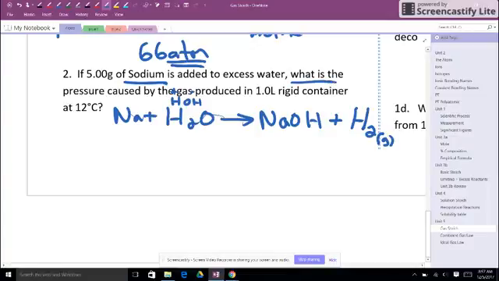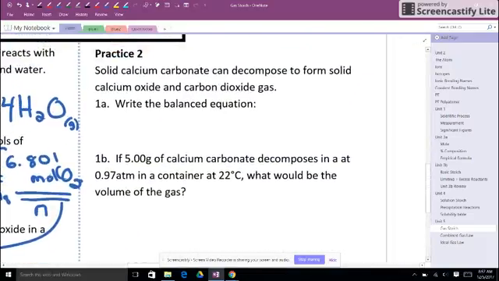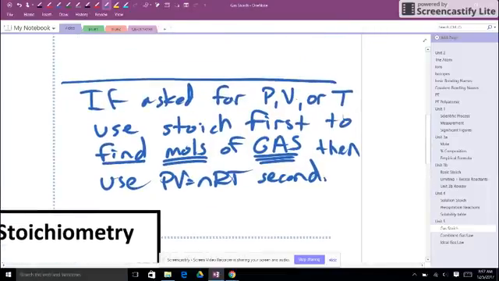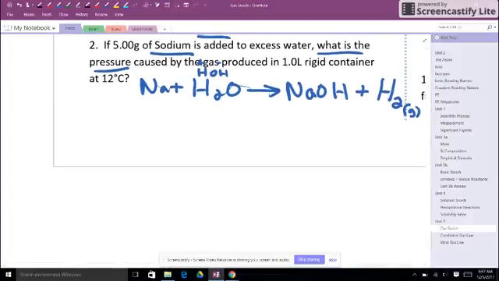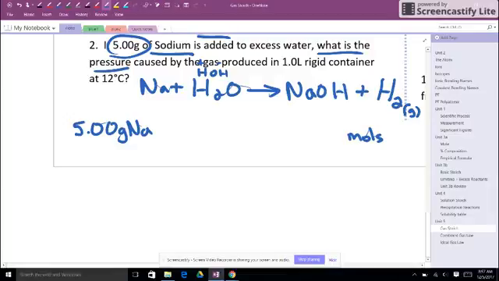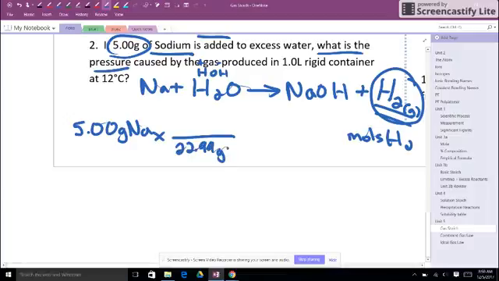Now, it's asking for what is the pressure. Now, remember, when a problem is asking for pressure, volume, or temperature, we're going to do stoich first to find that moles of gas. Then we're going to use PV=nRT second. So let's take our 5 grams of sodium and start with that. We need to find moles of gas. Now the gas again is our H2. And I said earlier it would be helpful to kind of identify that in the problem. So let's find moles of H2 from grams of sodium. It looks like that's a two-step problem again. Sodium is 22.99 grams per mole.